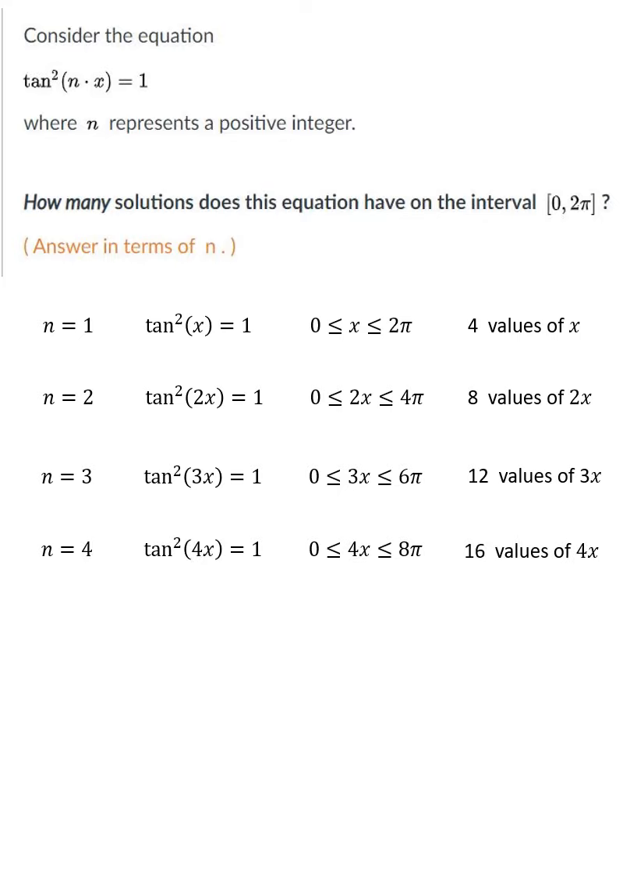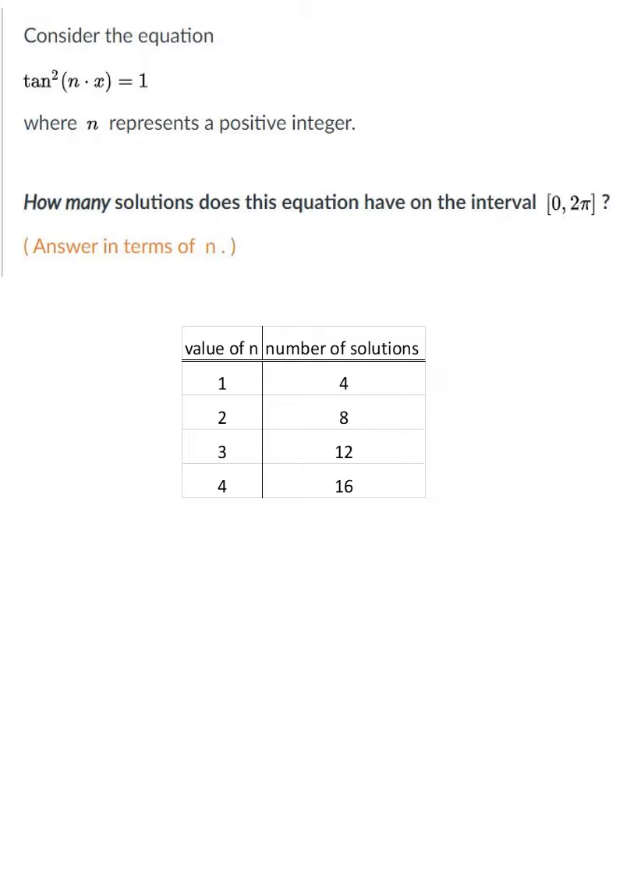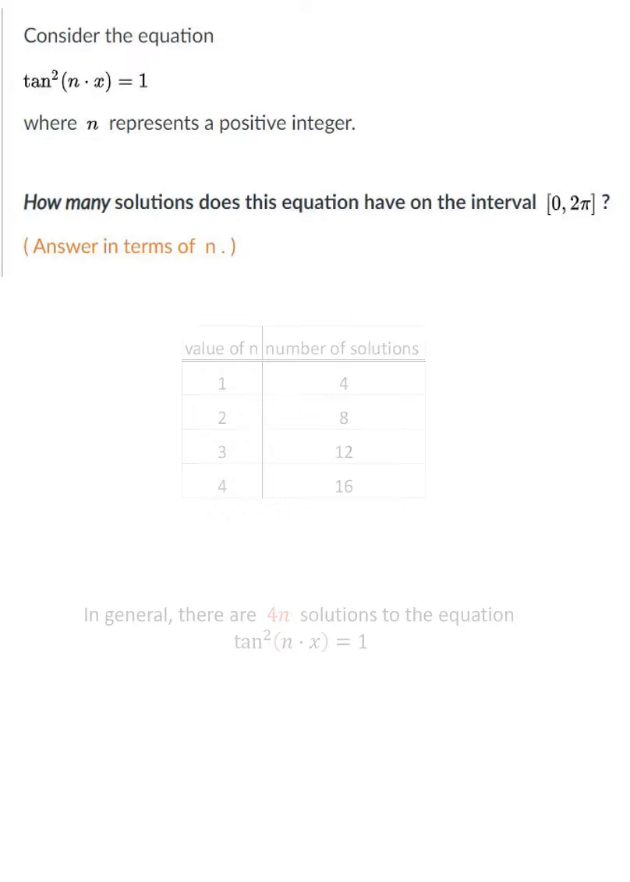And the same logic applies to n equals 4. And thus, without actually finding the solutions, we could have come to the same conclusion that we did before, that whatever the value of n is, there are 4 times that many solutions to this problem. Tough problem. I hope this cleared it up a little bit for you. That concludes the problem.